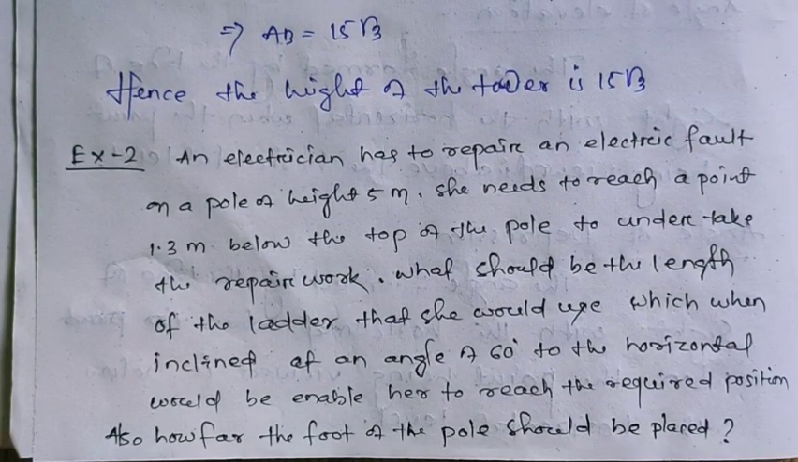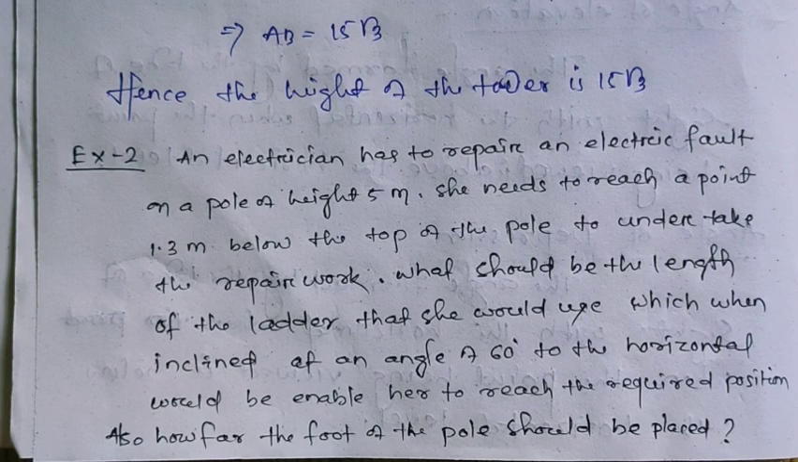An electrician has to repair an electric fault on a pole of height 5 meter. She needs to reach a point 1.3 meter below the top of the pole to undertake the repair work. What should be the length of the ladder that she would use, which when inclined at an angle 60 degree to the horizontal would enable her to reach the required position? Also, how far should the foot of the ladder be placed from the pole? So this is your question.